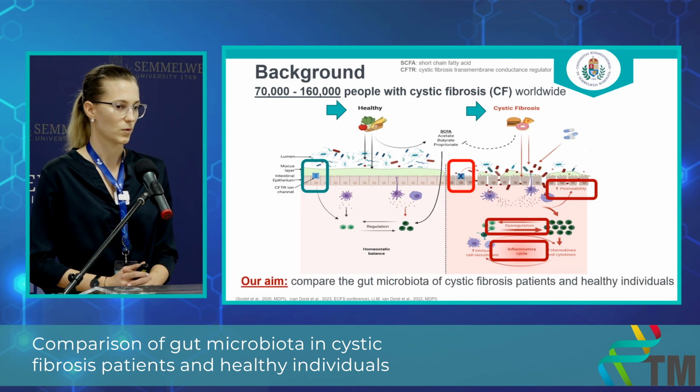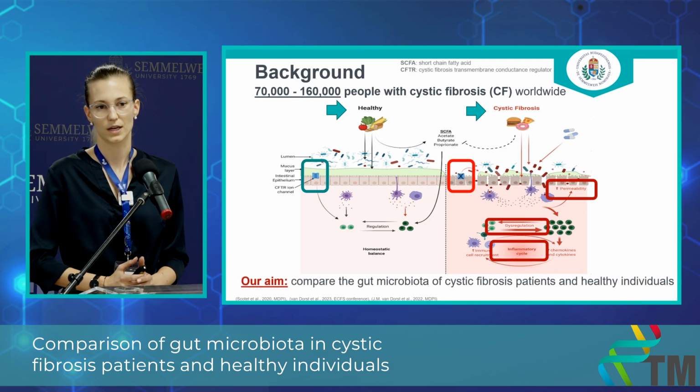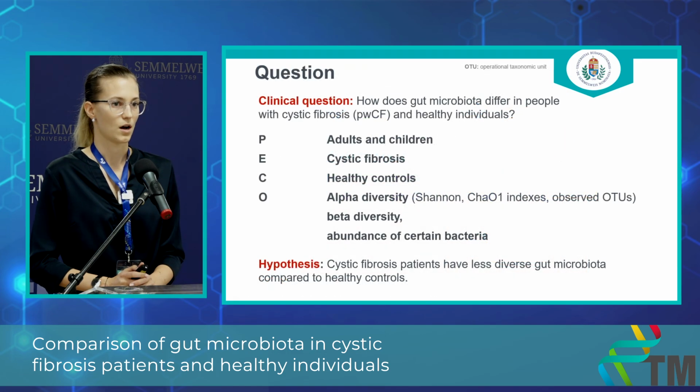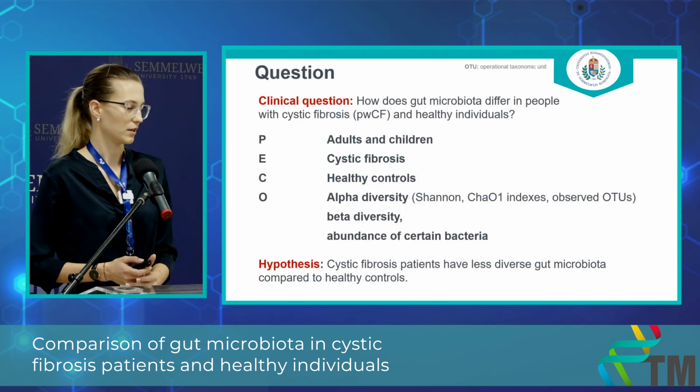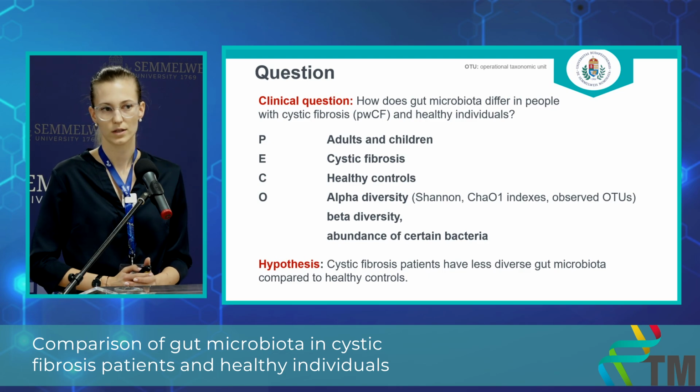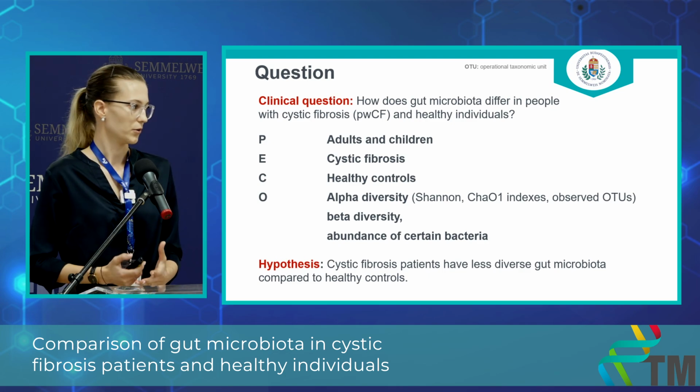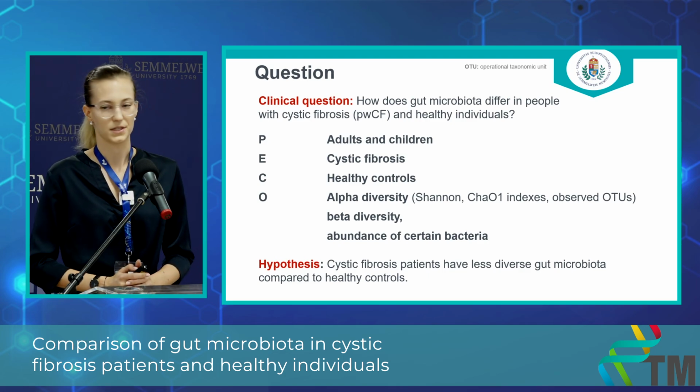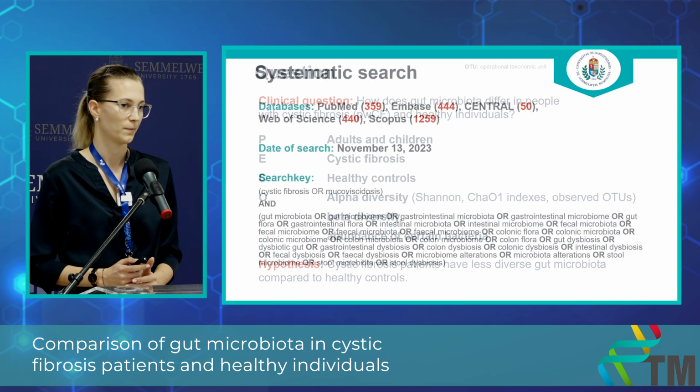So our aim was to compare the gut microbiota of CF patients and healthy individuals. We included articles reporting about adults and children as well. And our outcomes were alpha diversity, beta diversity, and the relative and absolute abundance of certain bacteria.